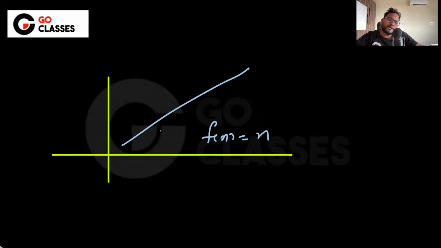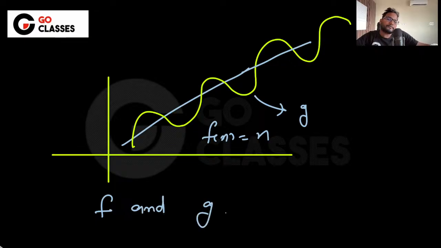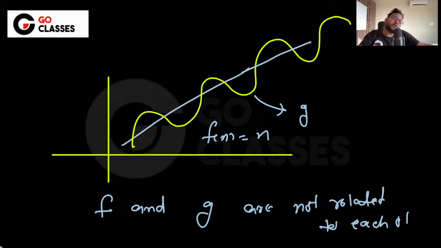Now there are functions which are neither always above nor always below. Let's suppose there is a function that I define like this. They're neither always above f nor always below f. They're oscillating. Let's suppose this is g. Then I will say f and g are not related to each other. So it is definitely possible to have no relation between f and g. Is this fine to everyone?